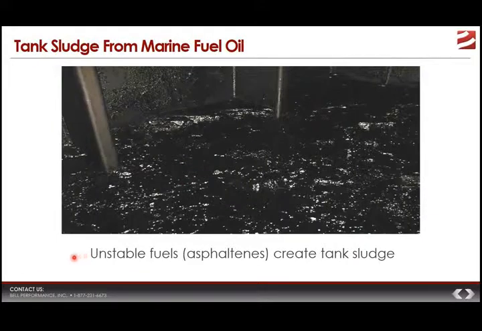Here you can see, I believe this is a holding tank, and you can see that this holding tank is filled probably from years of buildup of tank sludge. And this tank sludge here probably has very high asphaltene content. So that's what it can tend to look like inside of a marine fuel oil storage tank.